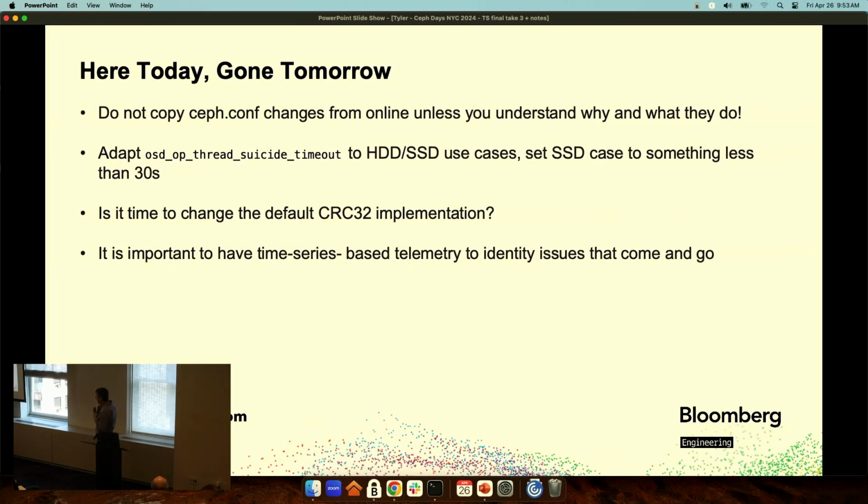So it's just some takeaways. Don't change ceph.conf unless you understand what the change is. Don't be like us. Set your suicide timeout to something less than 30 seconds, or raise your I/O timeout if you're using NVMe's, or at least consider it, because if you do get into that situation where the NVMe just keeps timing out, it will never suicide. And maybe we can change the default CRC32 implementation. There are already basically some feature flags or some statements in Ceph that will detect SSE 4.1 at runtime. So this would be very low-hanging fruit. And make sure you have time series.